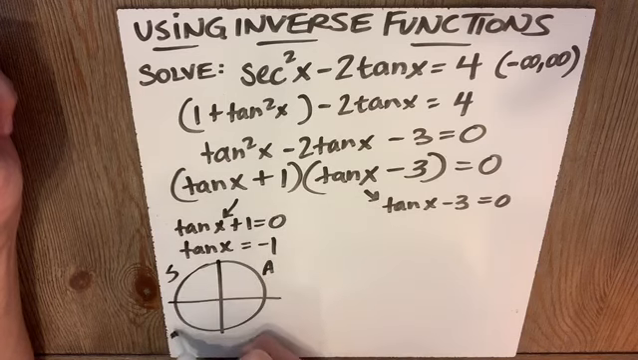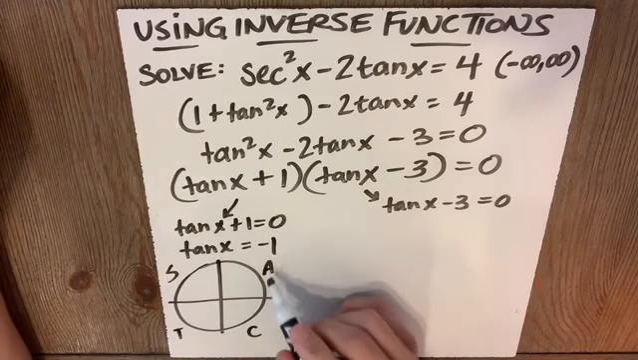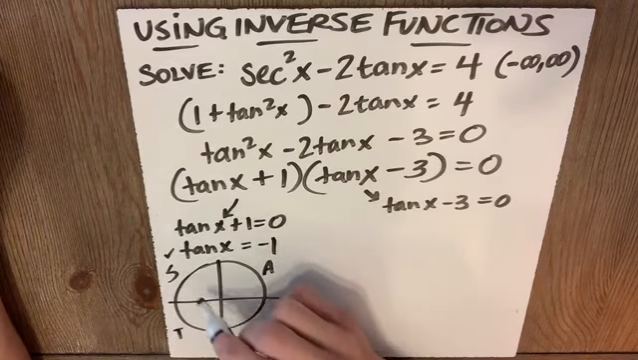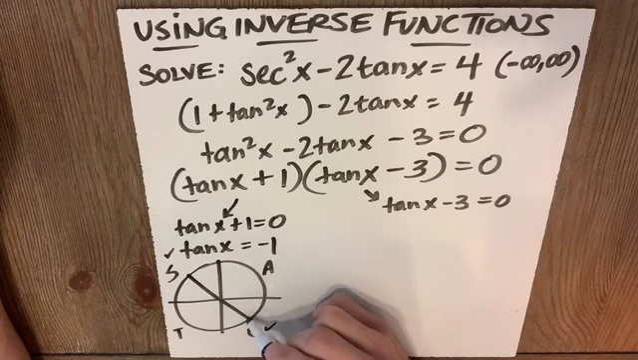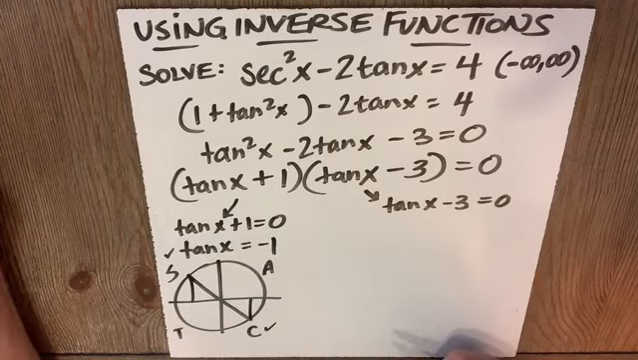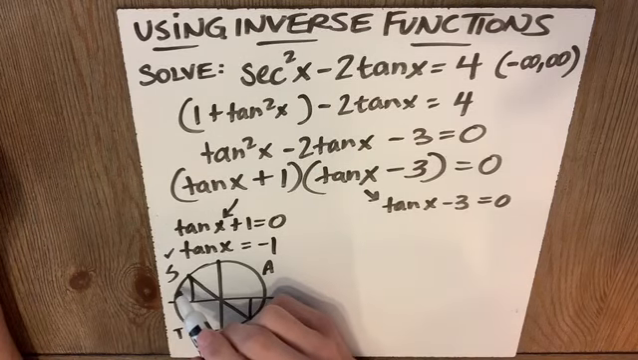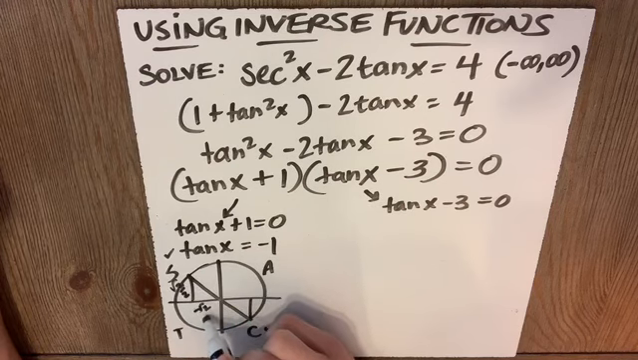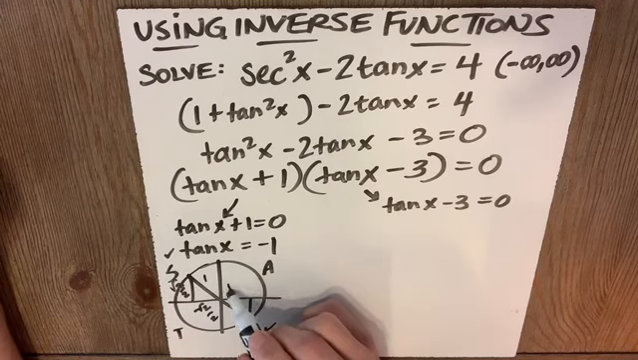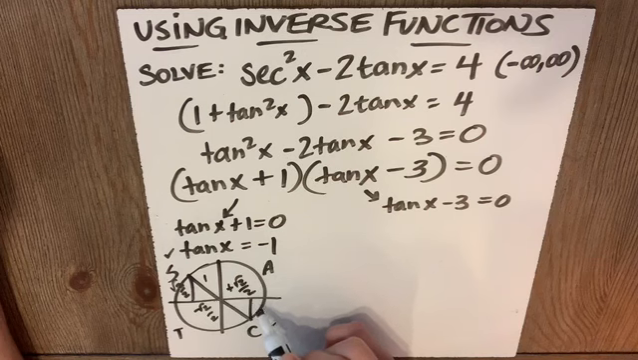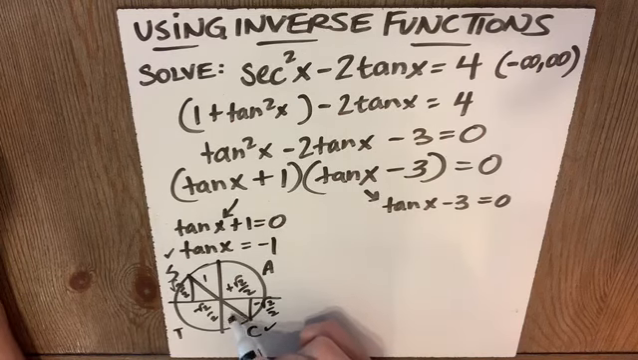ASTC, where is tangent positive? Here and here. So where is it negative? Here and here. We did a problem very similar to this just a moment ago. So where is tangent? Remember, that's opposite over adjacent. So that is root 2 over 2 and negative root 2 over 2 and 1. And here will be positive root 2 over 2 and negative root 2 over 2 and 1.